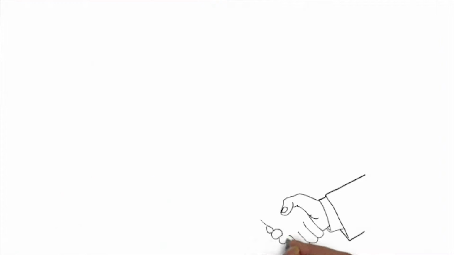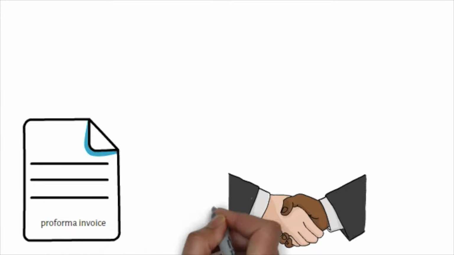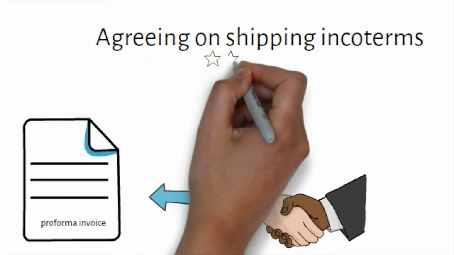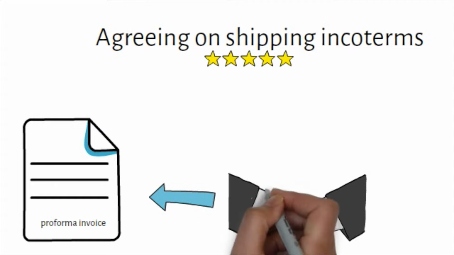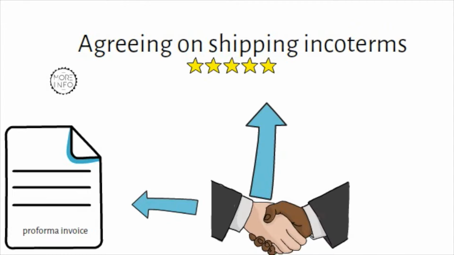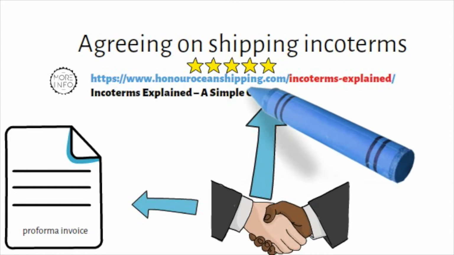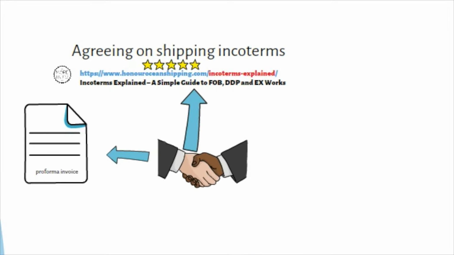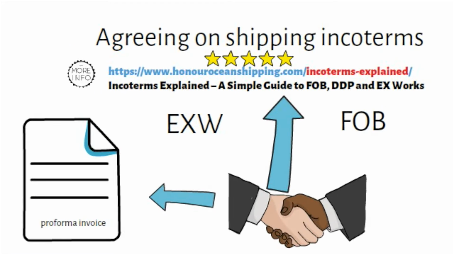Once the importer confirms the quote, the supplier will send a document. The document is the proforma invoice. Normally, the invoice will include the shipping Incoterms. Incoterms is very important as it decides the cost and the risk between the buyer and the seller when shipping. They determine who is responsible for what while the goods are moving from point A to point B. Usually, the term is EXW or FOB.